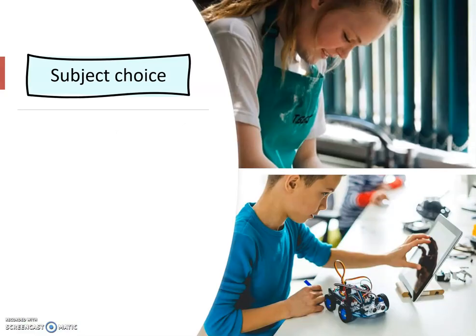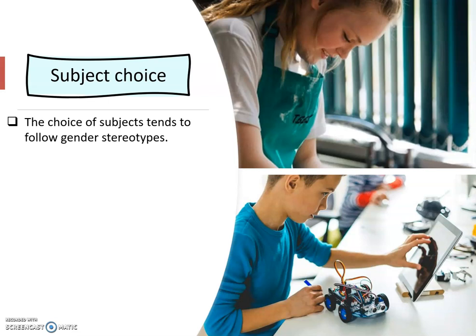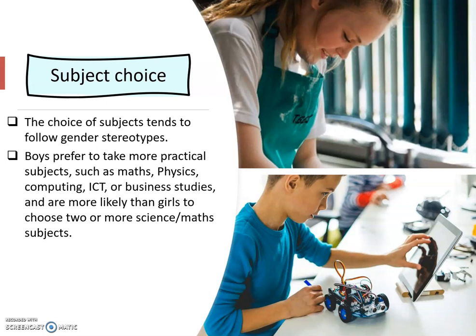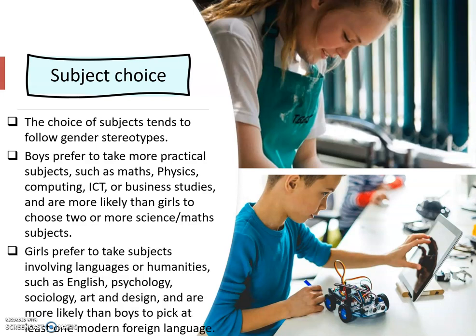So, subject choices. This can impact gender and achievement. Choices of subjects still follow gender stereotypes quite a lot. Boys still take more practical subjects like maths, physics, computing and ICT, business studies, and are more likely than girls to pick 2 or more science or maths subjects. Whereas girls are still more likely to take subjects involving languages or humanities, like English, psychology, sociology, art and design. They're much more likely than boys to pick at least one modern foreign language, although the number of people picking foreign languages is on the decline.